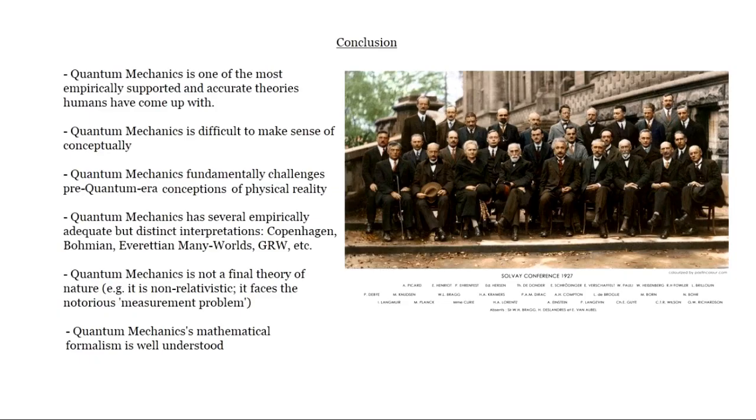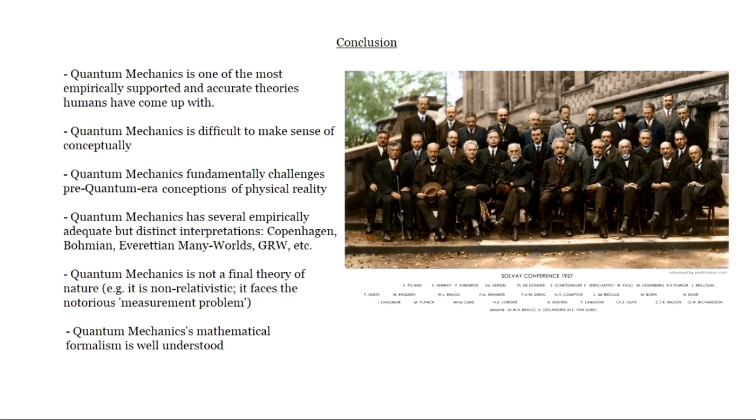Okay, so quickly wrapping up what we've discussed today. Quantum mechanics is one of the most empirically supported and accurate theories humans have come up with. This is not hyperbole. Quantum mechanics is difficult to make sense of conceptually, as we can see from the puzzles that the Stern-Gerlach apparatus experiments and the EPR paradox raise. Quantum mechanics fundamentally challenges pre-quantum era conceptions of physical reality.